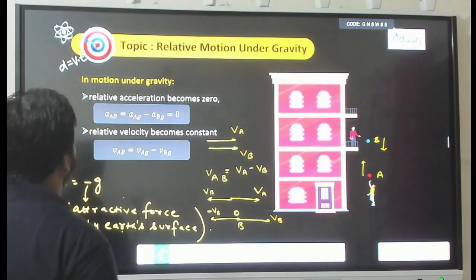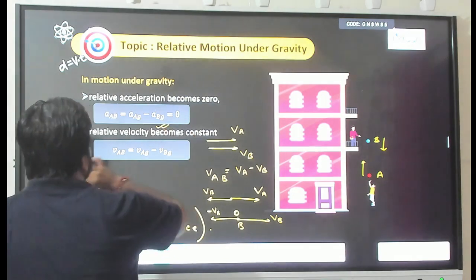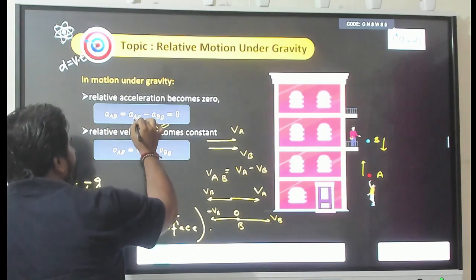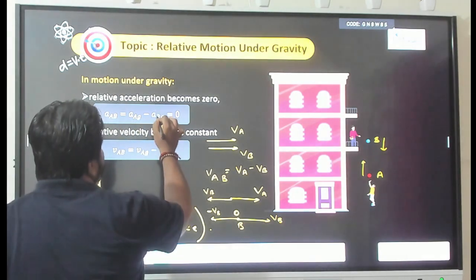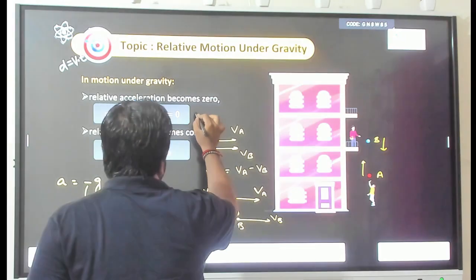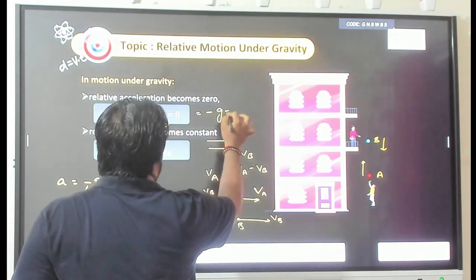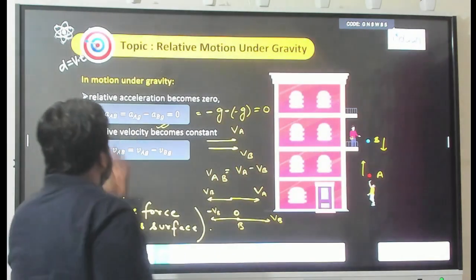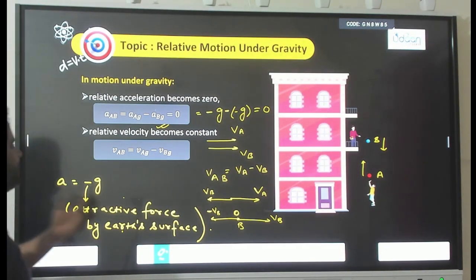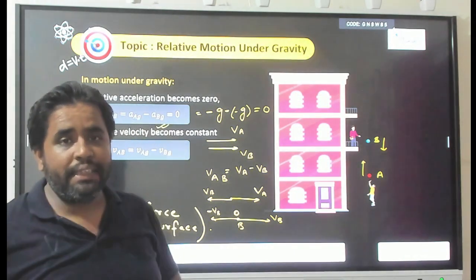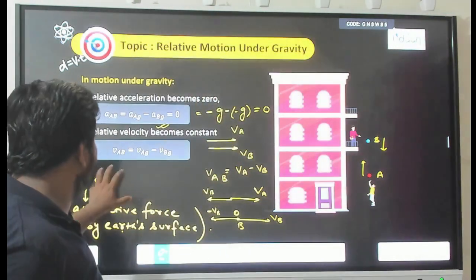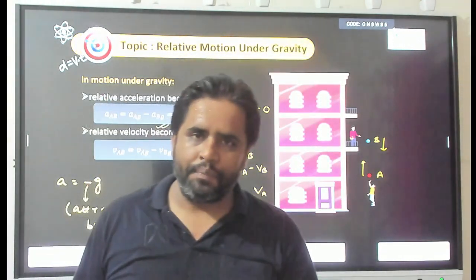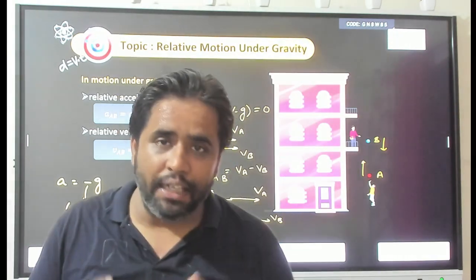In motion under gravity, relative acceleration is written this way. AAB is written as A of A, the acceleration of object A with respect to ground, minus the acceleration of object B with respect to ground. So minus g minus of minus g becomes minus g plus g, which is 0. So the relative acceleration becomes 0. In the same way VAB becomes VAG minus VBG, and this is how we write VAB, the relative velocity of A with respect to B.